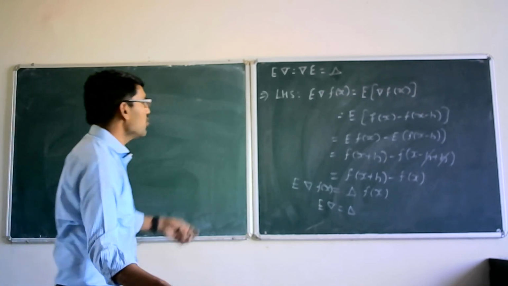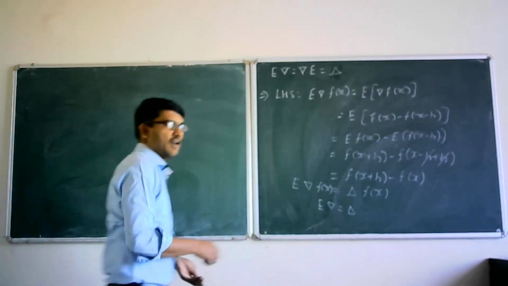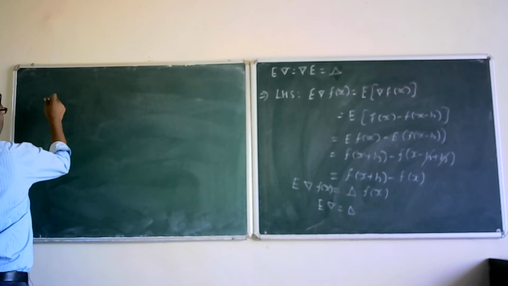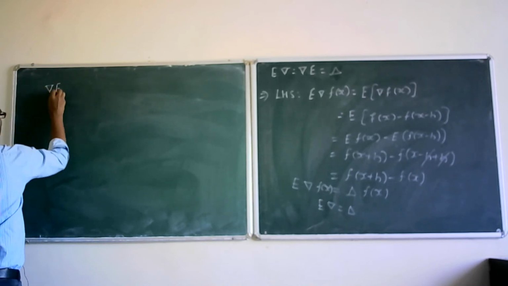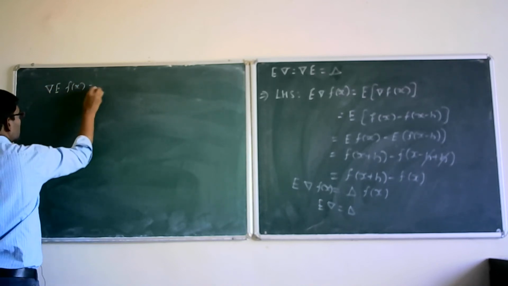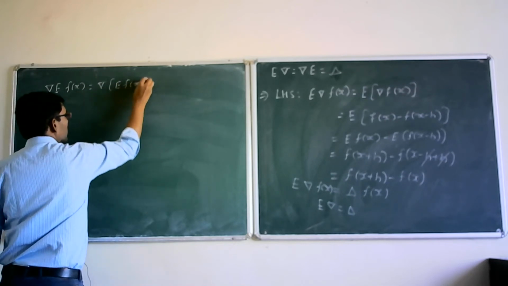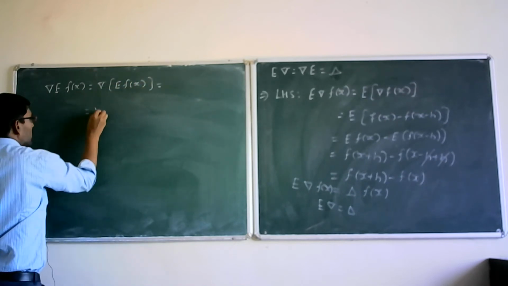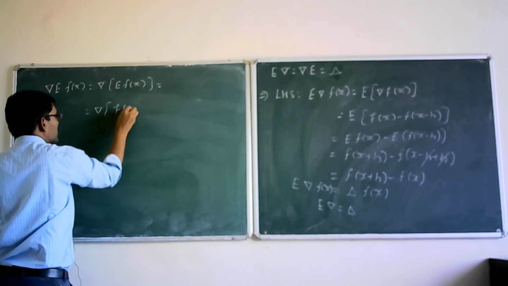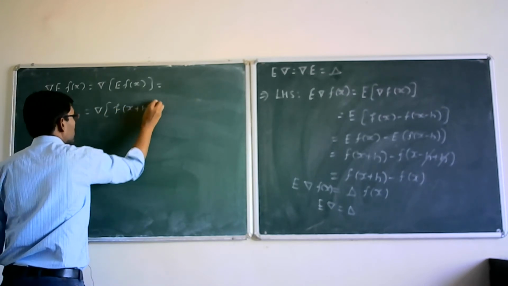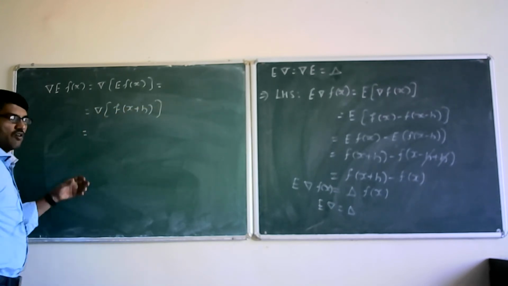If you try the second, that is del E, if you want to show del E is equal to delta, then consider del E f of x is equal to del f of x plus h is equal to, now what is the backward operator?